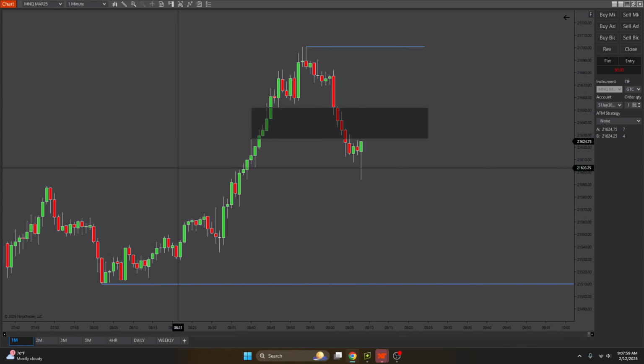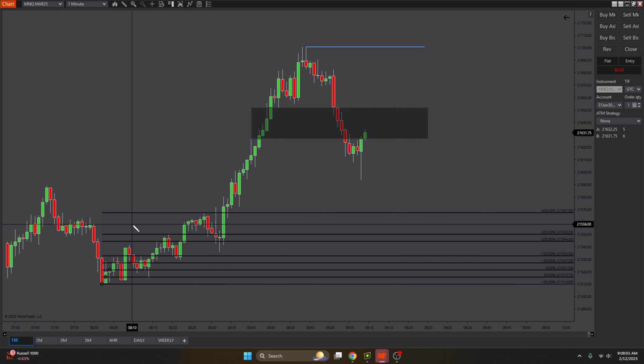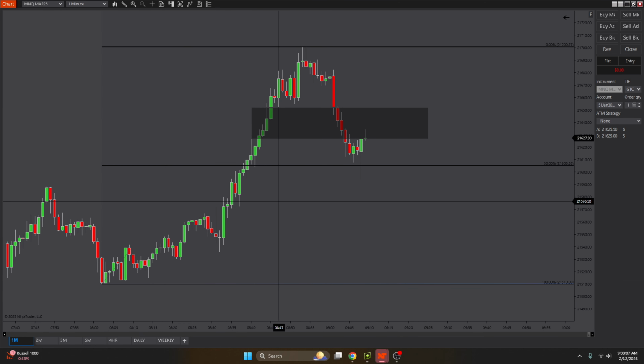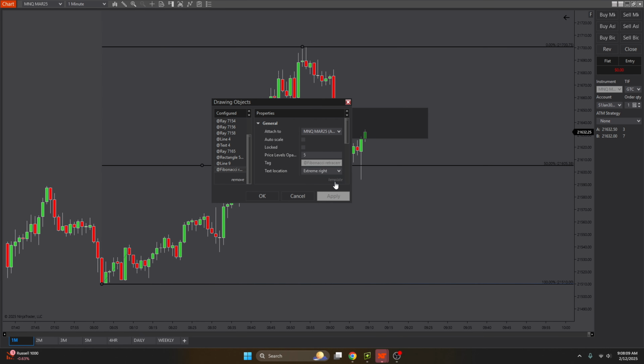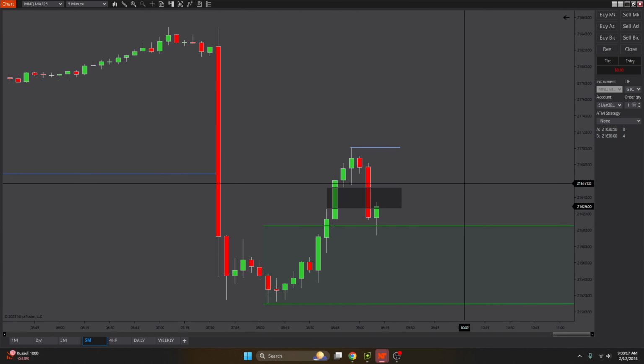Let's look at something here. As you can tell, price has now come back to discount of the range. Of this range. So we are in that inverse. We're going to mark this 5 minute up here.